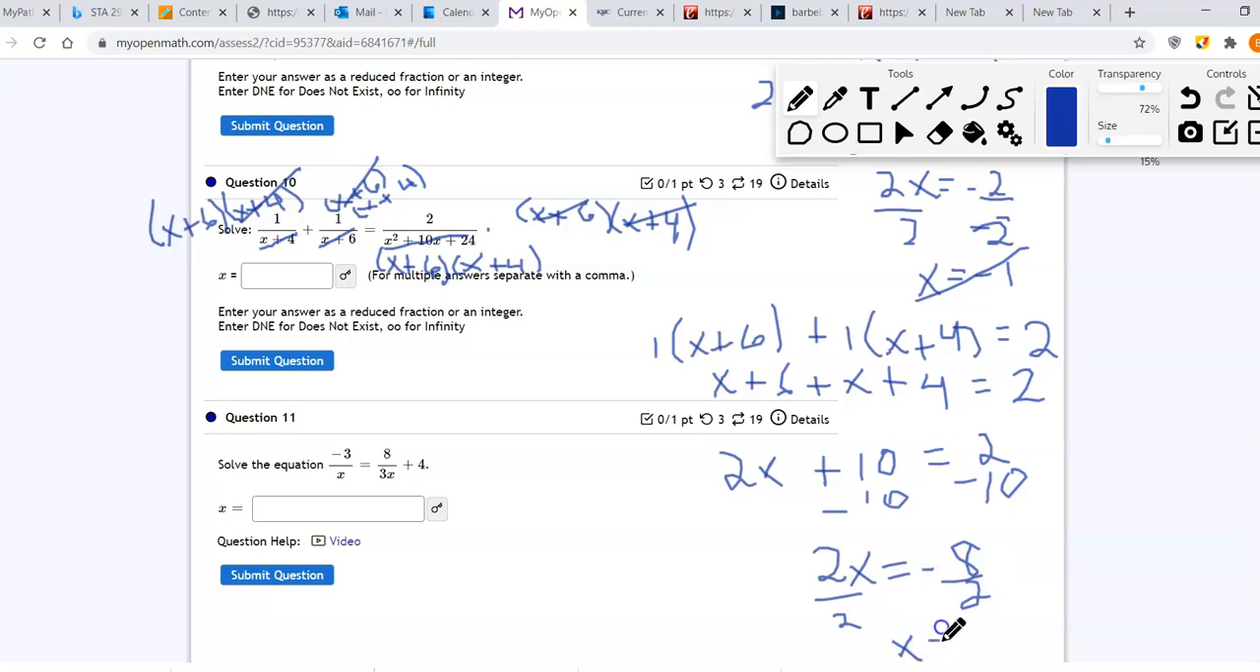Now again, we have to check, make sure negative 4 doesn't cause a 0 in the denominator. If we go back here, let me again just erase this so we can see this more clearly. If we stick negative 4 right there, we'll have negative 4 plus 4. That's 0 in the denominator. We're not allowed to have that, so we have to discard this. Our answer again is that there is not a solution. Solution does not exist. And that's numbers 9 and 10.